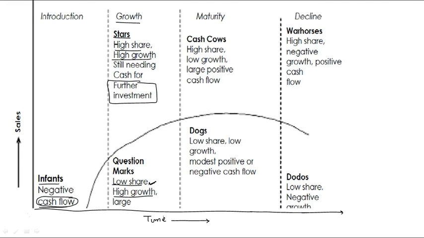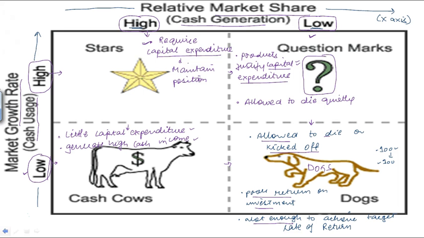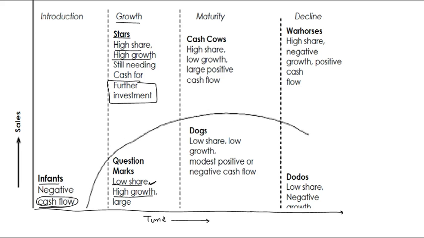Because what did we mention at the stars? Quickly tell me, what did we write? That we require capital expenditure in order to maintain the growth position. In order to maintain the growth position, we require further investment, right? When it comes to maturity, what will happen? Then over here there is high share, but the growth is not that much. Now the growth is not like before.